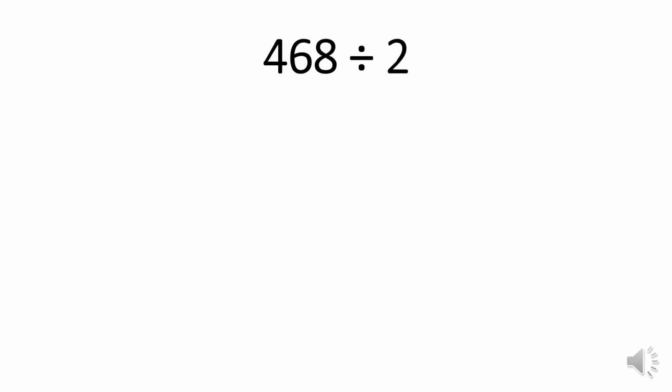Next we have a very big number, 468 divided by 2. How can we write it? 2 into 4, 6, 8. One number at a time. 2 can go into 4 2 times, then we multiply. 2 2s are 4, we subtract. 4 take away 4 is 0.